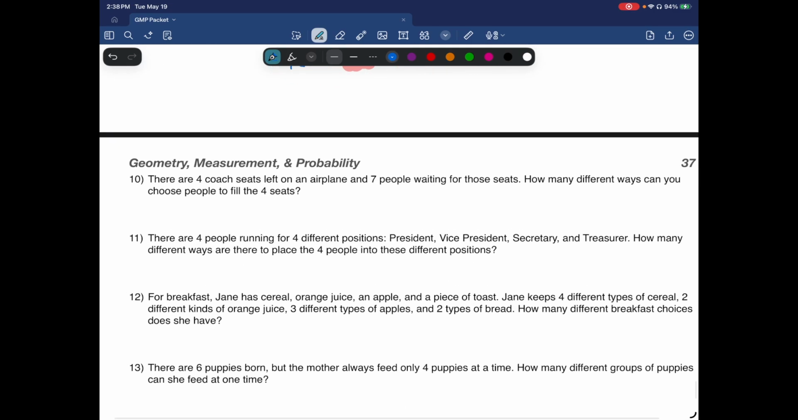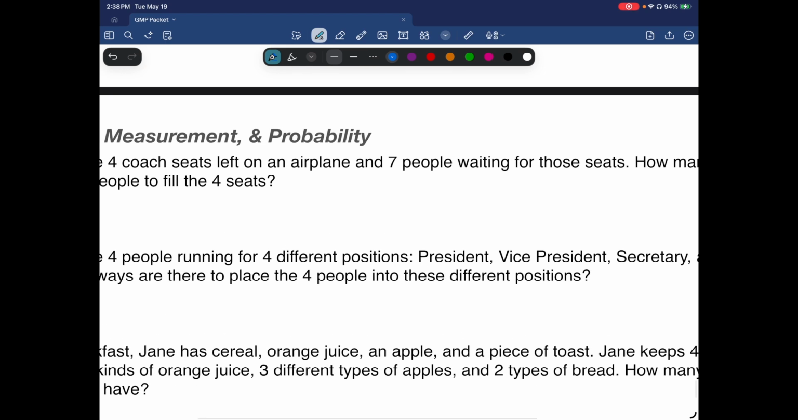Number 10, there are 4 coach seats left on an airplane. 7 people are waiting for these. How many different ways can you use to choose 4 people? All right, so this is a combination. So 7 choose 4, 7 C 4.